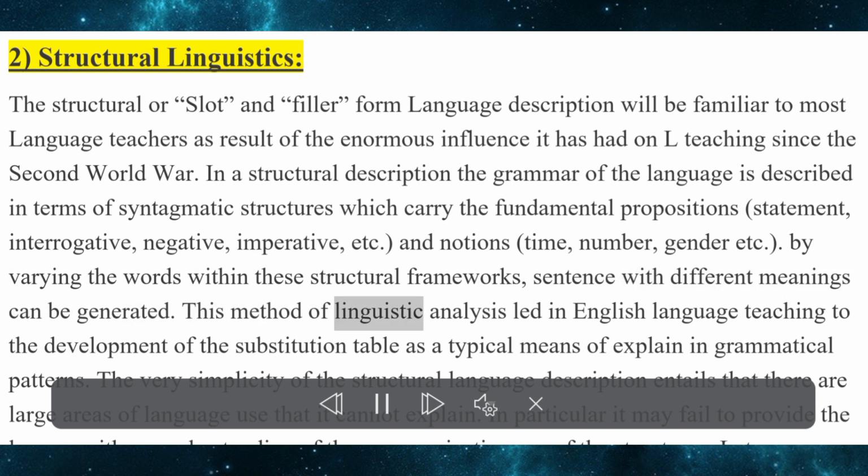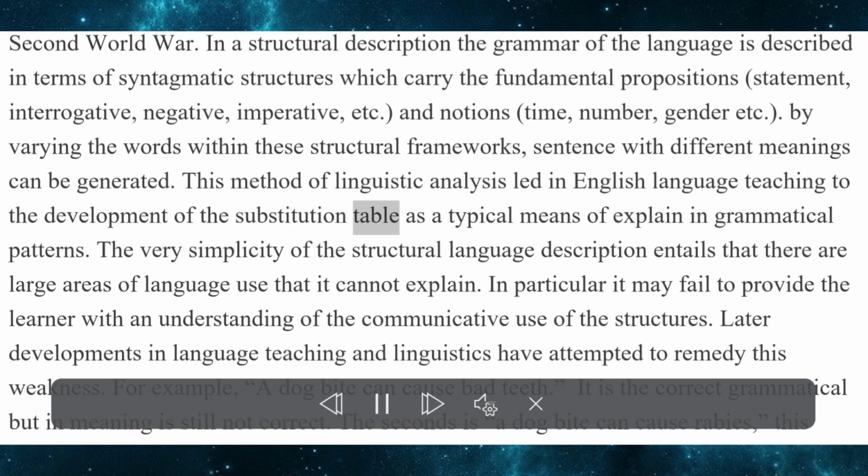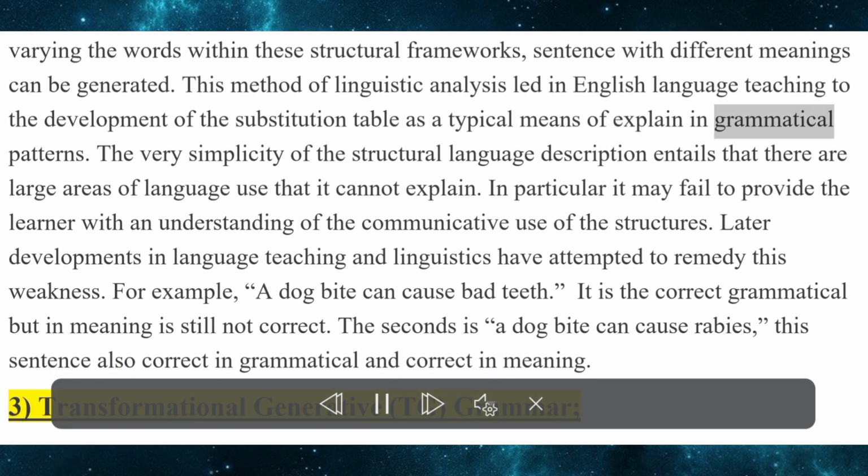This method of linguistic analysis led in English language teaching to the development of the substitution table as a typical means of explaining grammatical patterns. The very simplicity of the structural language description entails that there are large areas of language use that it cannot explain. In particular, it may fail to provide the learner with an understanding of the communicative use of the structures. Later developments in language teaching and linguistics have attempted to remedy this weakness.